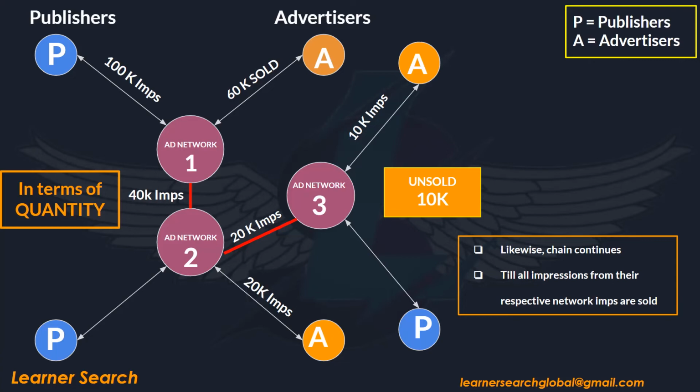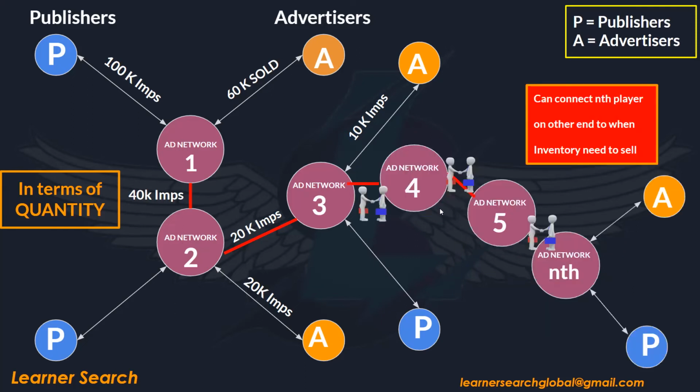Till all impressions from their respective network are sold. Respective, in the sense, ad network 2's respective impressions are 40K, and ad network 3's respective impressions are 20K. Now, to sell this unsold 10K, what does he do? He'll have a daisy chain again, continuing till he sells. Ad network 3 reached out to ad network 4, and network 5, again 6, till he reaches nth. Likewise, for all 100K impressions available from the publisher, the unsold inventory did business in this way.